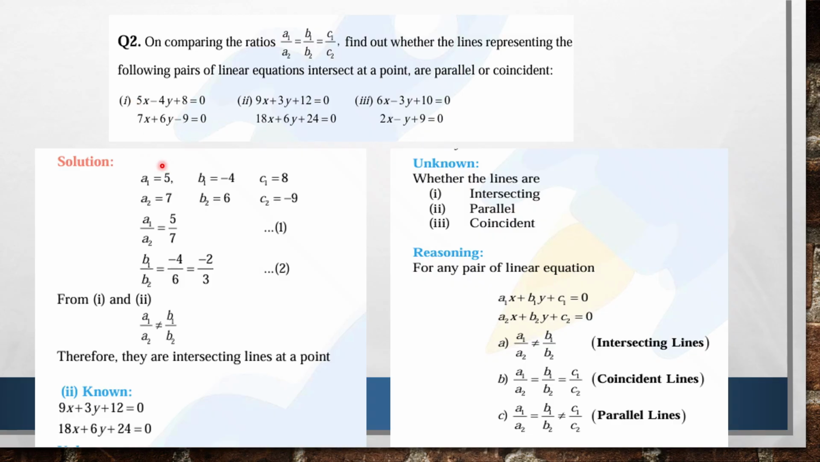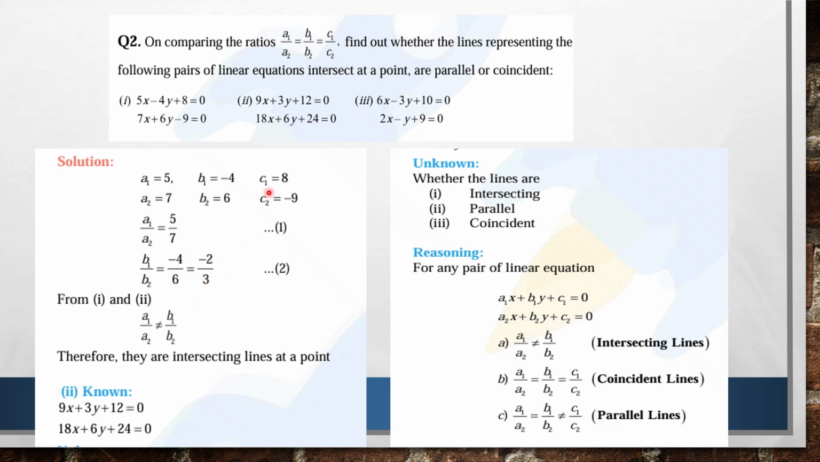Here a1 is 5, a2 is 7. b1 is minus 4, b2 is plus 6. c1 is 8, c2 is minus 9. By taking equations 1 and 2, a1 by a2 is equal to 5 by 7, b1 by b2 is equal to minus 4 by 6. You can cancel it as 2 2s are 4, 2 3s are 6, so minus 2 by 3.